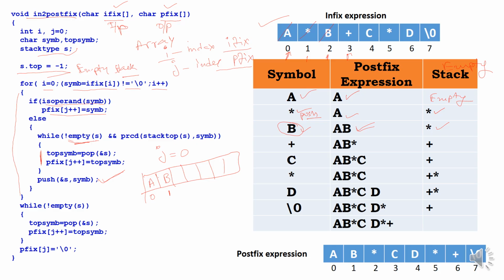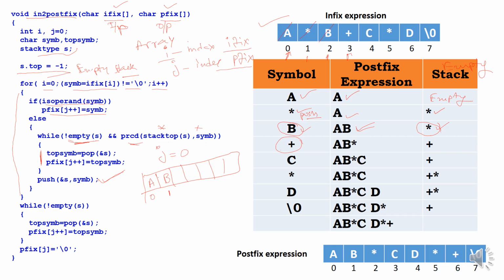If it is an operator, go to the else part. While the stack is not empty: yes, the stack is not empty, it contains an asterisk. So the symbol you read is plus and the stack is not empty, so the top symbol is compared with this symbol using the precedence function. Asterisk has higher precedence than plus, so it returns 1. So these two statements are going to be executed.